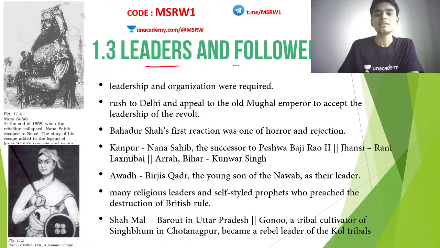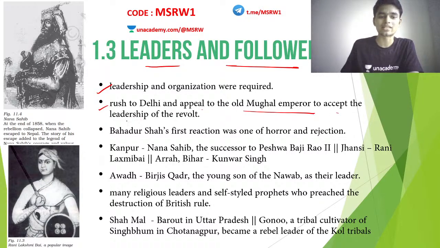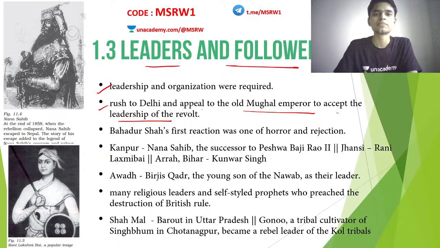Alright, so the leaders and the followers. Such a vast revolt cannot be leaderless. At least some local leaders should have been present. So naturally, in the 1857 revolt, there were many leading figures in India who actually led the revolt in various areas. Leadership and organization was required. Rush to Delhi and appeal to the old Mughal emperor to accept the leadership of the revolt. I already mentioned this point. The revolutionaries who started the revolt in Meerut marched to Delhi, entered the Red Fort, and demanded that the Mughal emperor take up the leadership of this revolt.